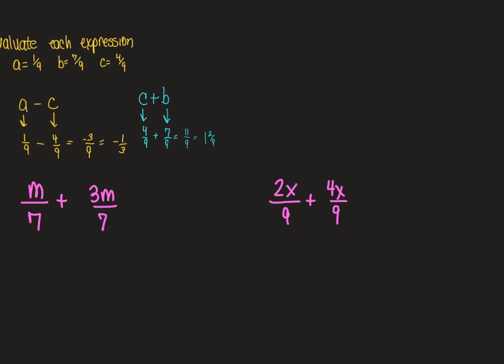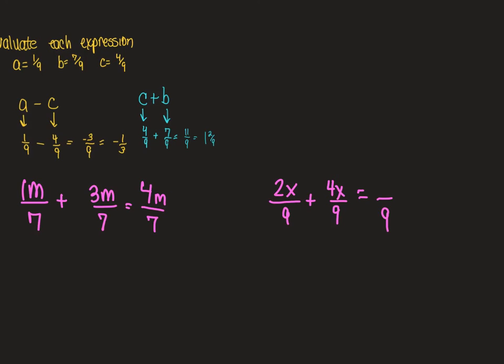All right, you're also going to have questions that look like these pink ones. M over 7 plus 3m over 7. Well, we know when we're adding, the denominator doesn't change. It stays a 7. This is like having a 1. 1 plus 3 is 4. Final answer is 4m over 7. Can I simplify 4/7? No, I can't. Let's go to this next one.